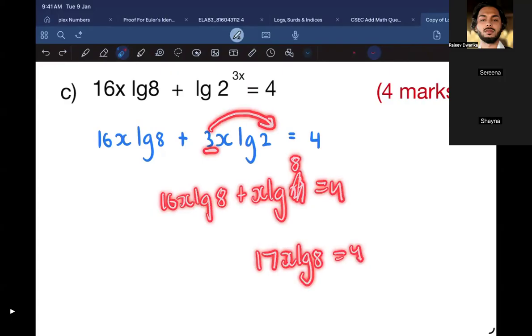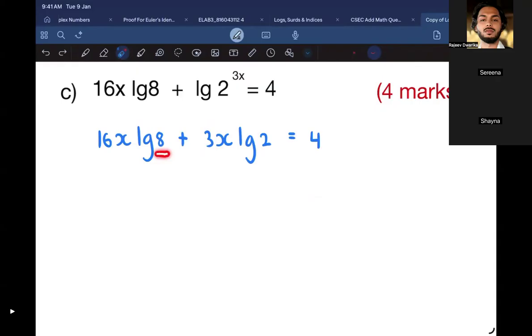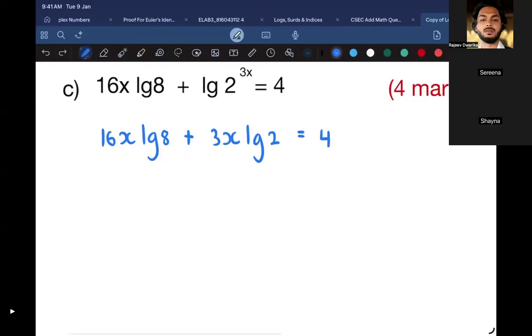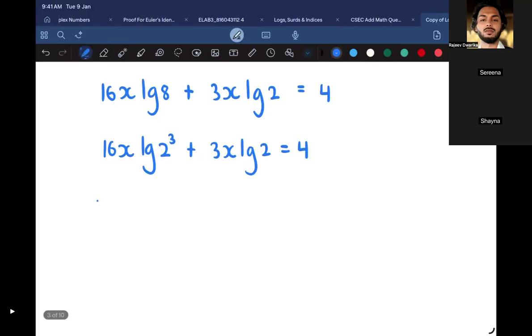But instead you would have said 2 to the power 3, and then I brought the 3 to the side and it will be multiplied with the 16x and it will become 48x. That's correct. Perfect. So many ways to work this question out. 8 is the same thing as 2 to the power 3. Take that 3, move it to the side. That'll be 3 by 16.